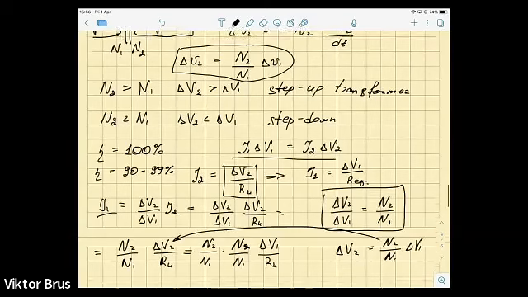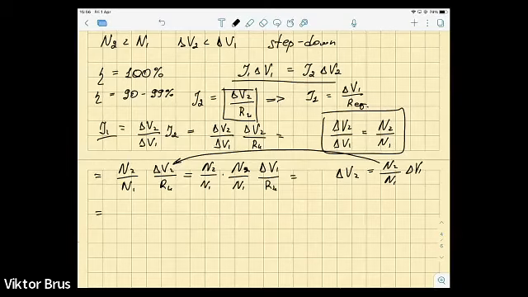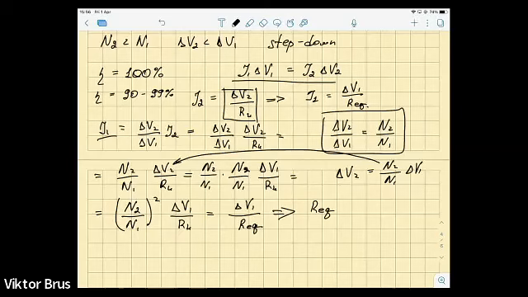So we put this all together. It will be N2 divided by N1 squared times delta V1 divided by RL. And this can be represented in the form delta V1 divided by R equivalent. And from here, R equivalent will be equal to N1 divided by N2 squared times RL.